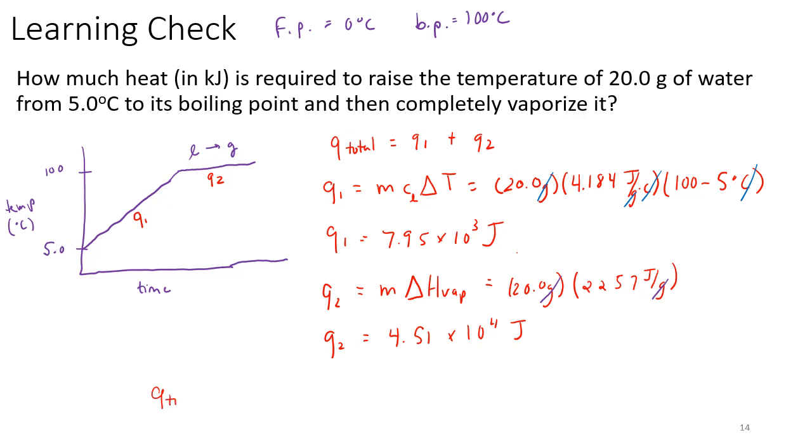To calculate the total energy required to change our liquid water from 5 degrees Celsius to gaseous steam at 100 degrees Celsius, we simply add Q1 and Q2 together. So Q total will be equal to 5.31 times 10 to the fourth joules, which equals 53.1 kilojoules.